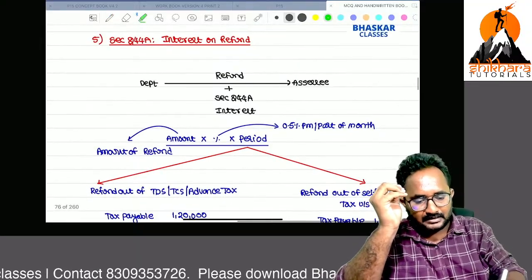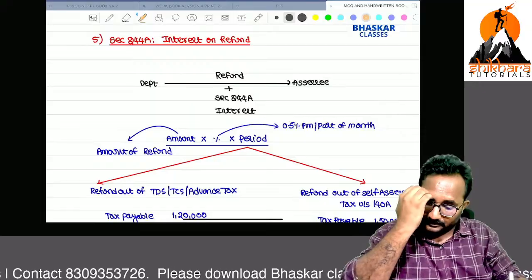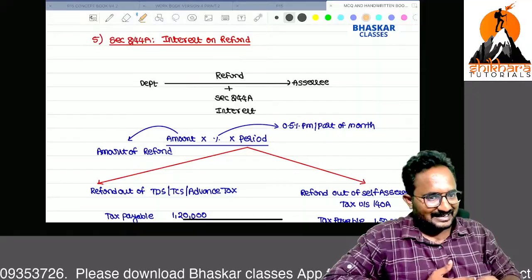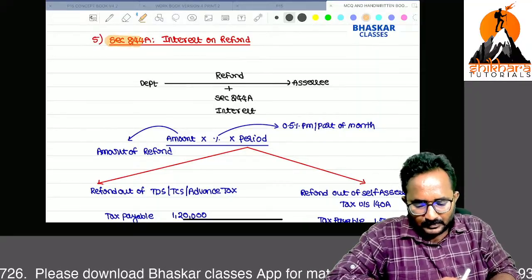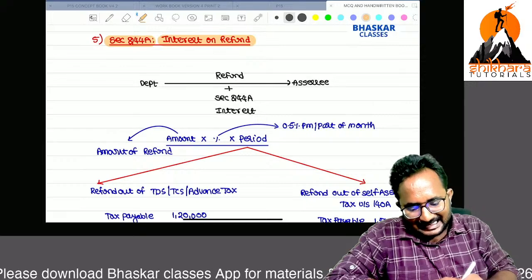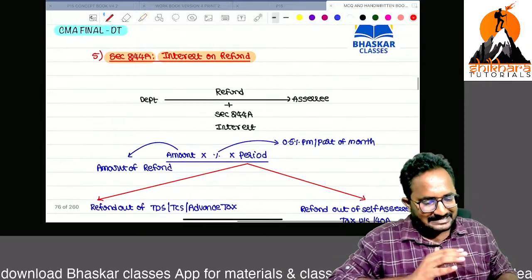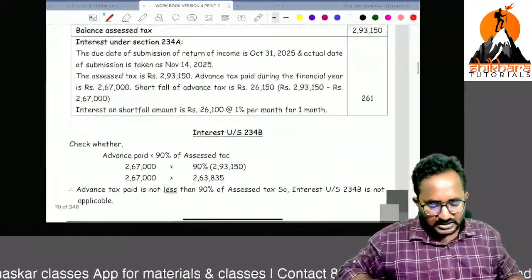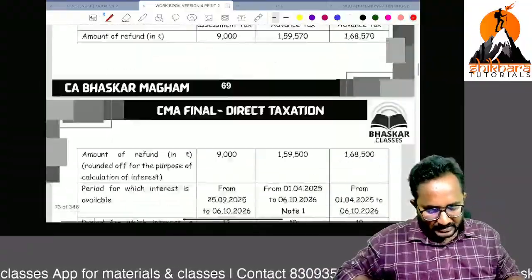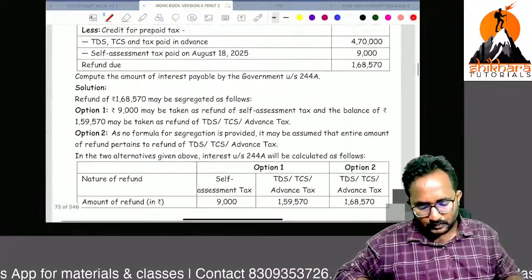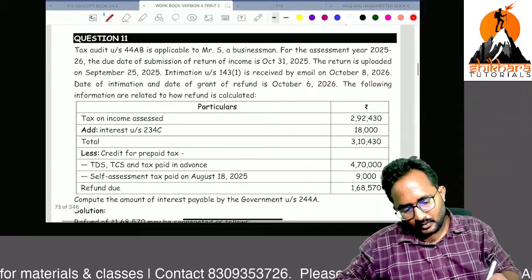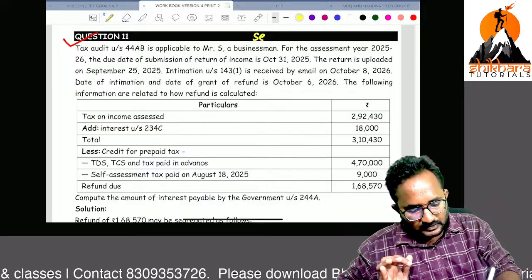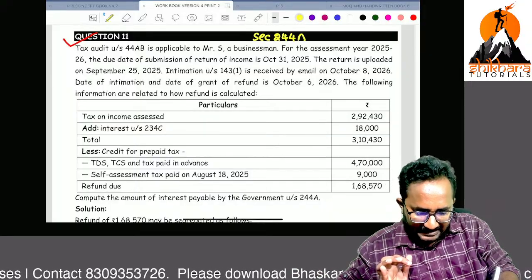Every SSC can go for relaxation only. That's why you have to calculate after relaxation only. Every SSC can get the relaxation while calculating the interest. So that's why you can take 244A interest on refund. I will tell you this theory. Based on this theory, you have to do the workbook question number 11, the last question, with respect to section 244A mandatorily.